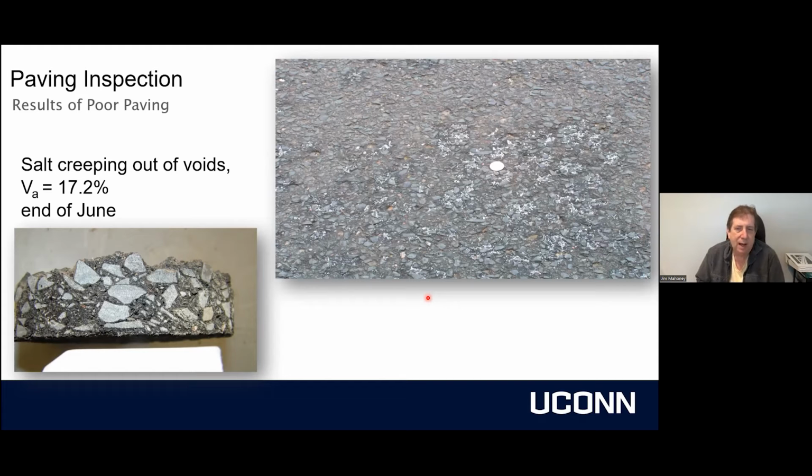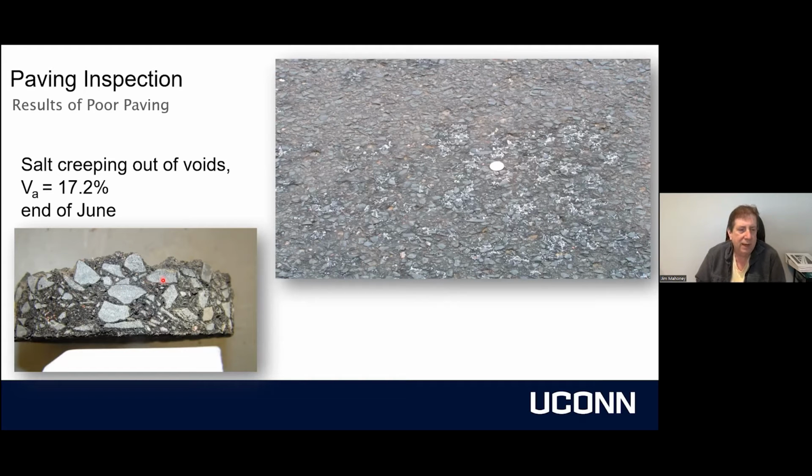In this particular spot where we cut the core, you can see that white stuff around the quarter. That white stuff is actually salt that was applied to the roadway during the winter. But the road is so porous that the salt is sitting inside the pavement structure and coming out in the middle of July.